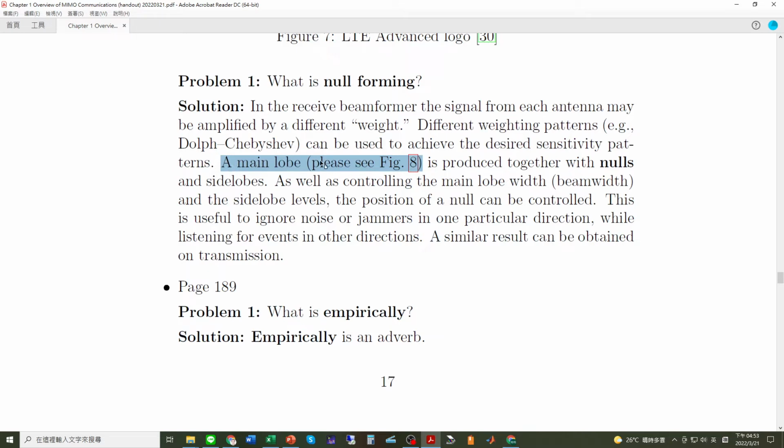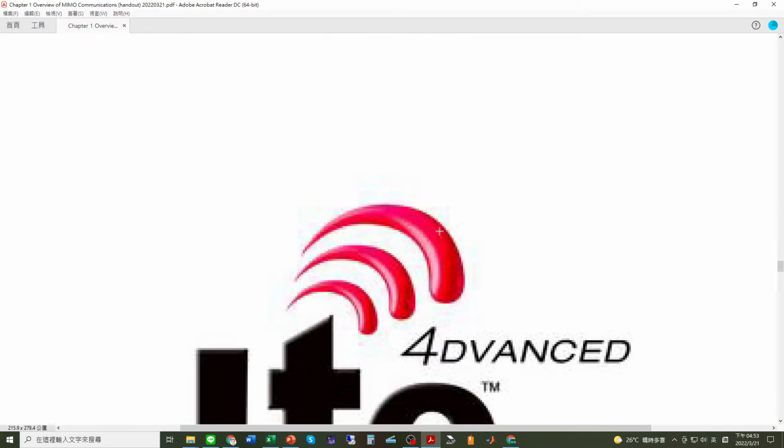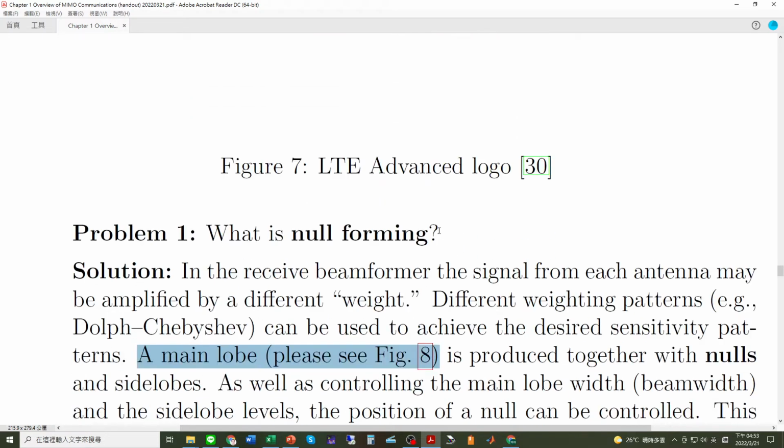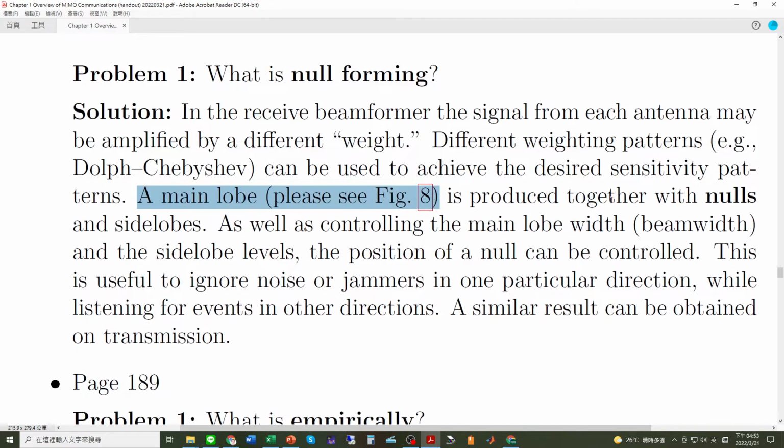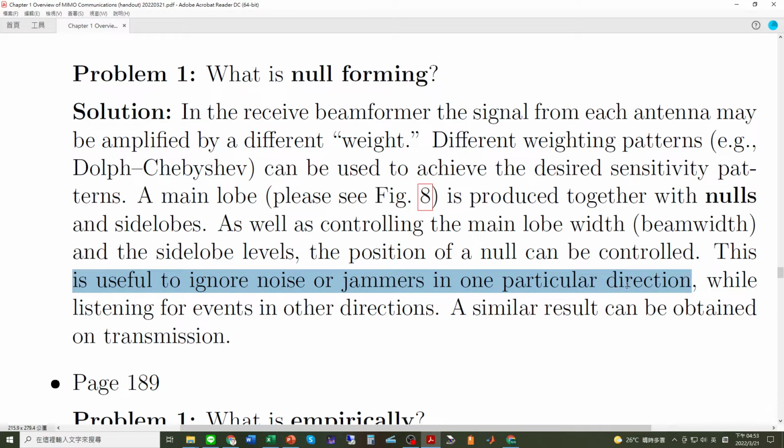Okay, a main lobe, please see figure 8, is produced together with nulls and side lobes, as well as controlling the main lobe width, beam width, and the side lobe levels. The position of a null can be controlled. Okay, this is so-called the null forming. This is useful to ignore noise or jammers in one particular direction.